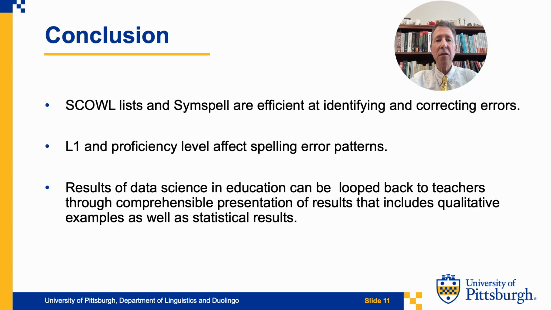Conclusion. SCOWL lists and SimSpell are efficient at identifying and correcting errors in these kinds of data. L1 and proficiency level affect spelling error patterns. Results of such data science in education can be looped back to teachers through comprehensible presentation of results that includes qualitative examples as well as statistical results.